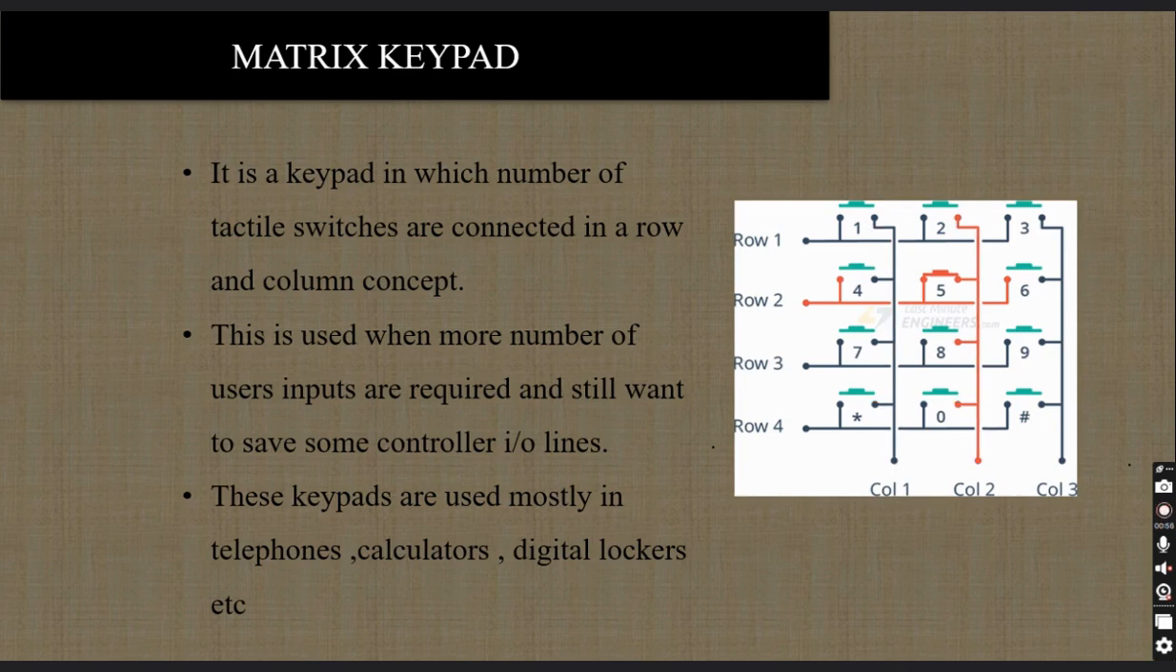Next is the matrix keypad. It is a keypad in which a number of tactile switches are connected in a row and column concept. This is used when a larger number of user inputs are required and we still want to save some controller input lines. These keypads are used mostly in telephones, calculators, digital lockers, etc. On the right side, you can see the tactile switches connected in rows and columns.